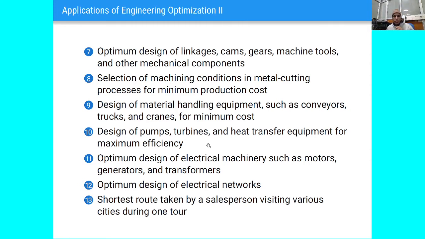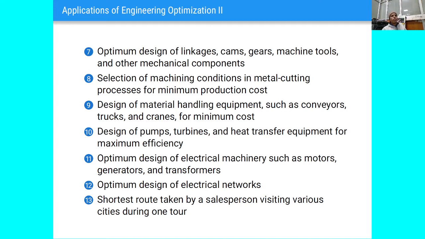The next may be design of pumps, turbines, and heat transfer equipment for maximum efficiency. Then maybe the optimum design of electrical machineries such as motors, generators, and transformers. Similarly, as I told, the area is not limited to mechanical engineering.